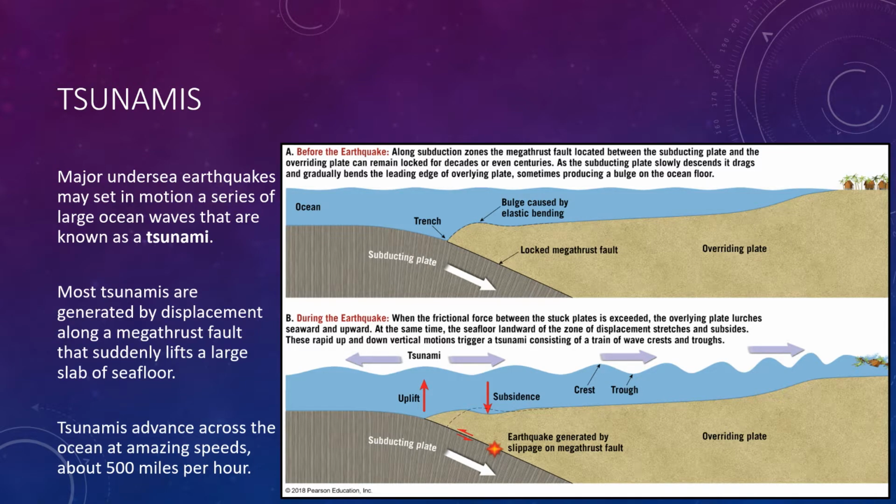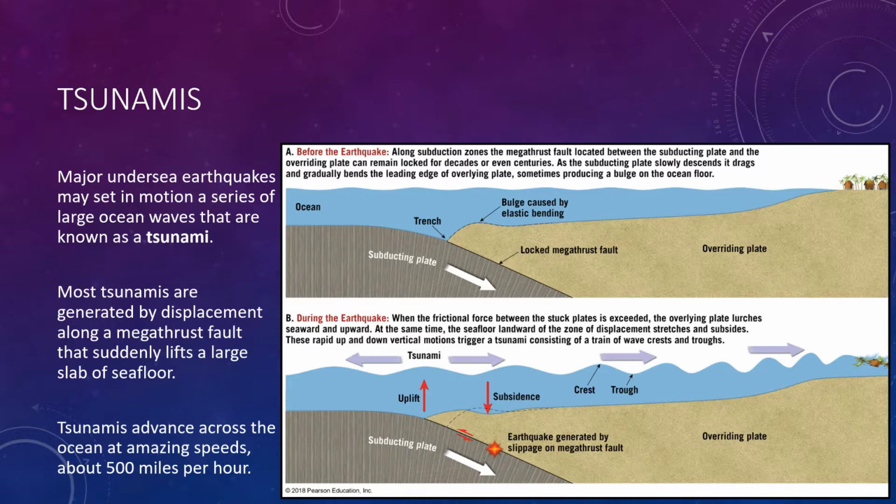All right, well, the last thing to discuss for this lecture on earthquakes are tsunamis. Major undersea earthquakes may set in motion a series of large ocean waves that are known by the Japanese name tsunami, or also known as harbor wave. Most tsunamis are generated by displacement along a megathrust fault that suddenly lifts a large slab of seafloor, as you see in the image here.